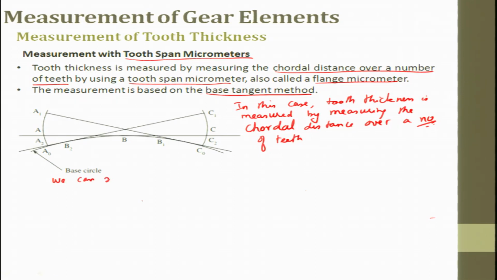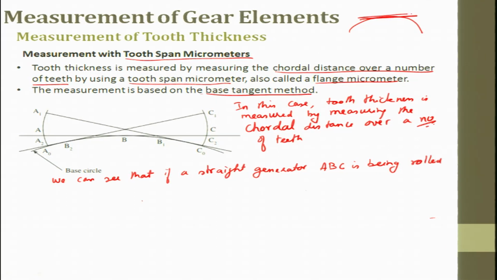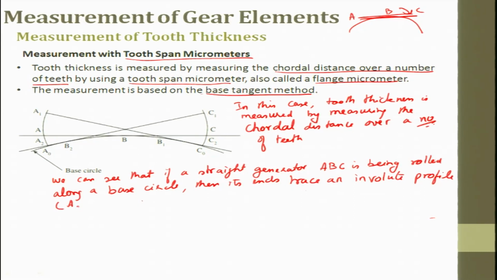So, we can see that if a straight generator, a line ABC, is being rolled, so this is a circle, this is ABC, ABC is rolled along a base circle, then its ends trace an involute profile, which is nothing but A2 A A1 and C2 C1.